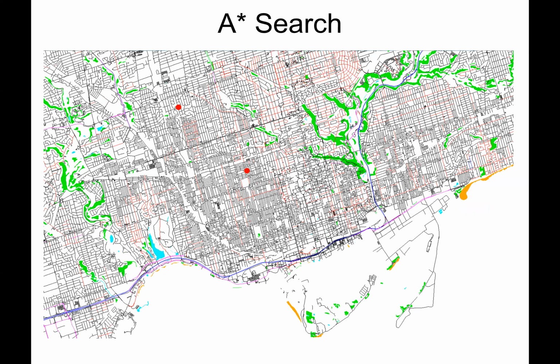Okay, so Dijkstra's algorithm, remember, it kind of expanded out in circles. Looked like that, okay? And when one of those circles hit the destination, we were done.